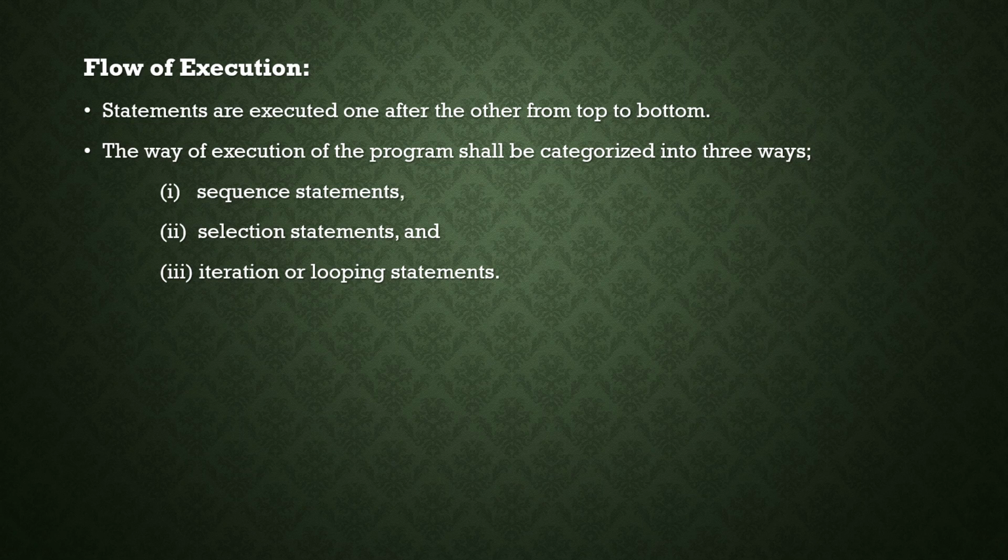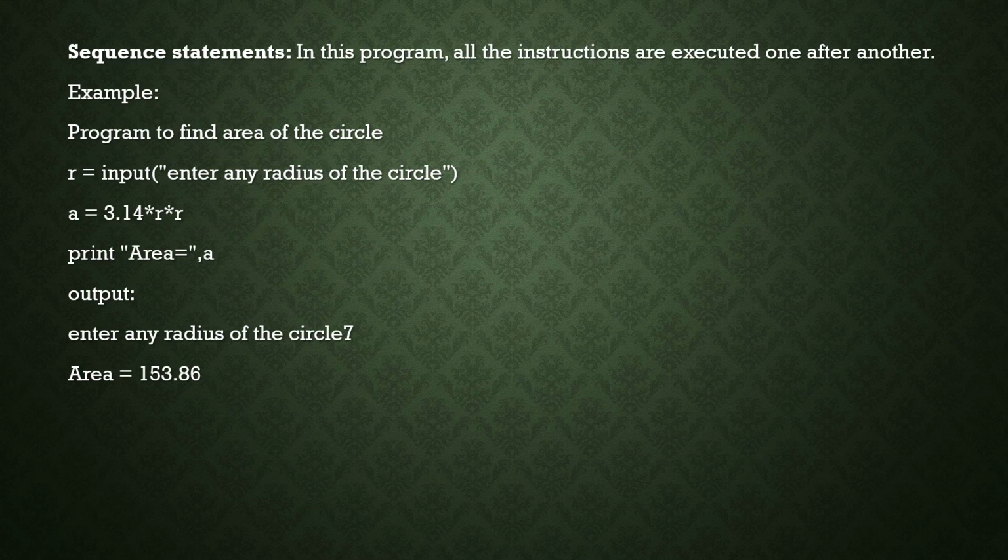Okay, let us move on to the next slide. Here, sequence statement. See, one program is given. Here it is, example, program to find area of the circle. See, there are no branching or decision making statements. There is no need to generate any list of numbers, so no need of looping construct also.